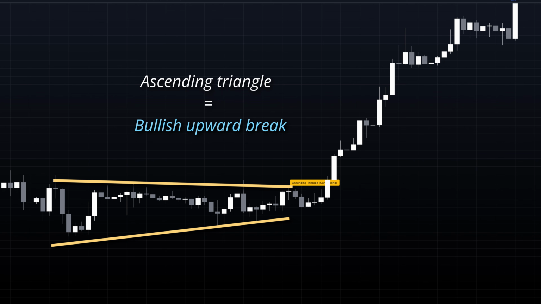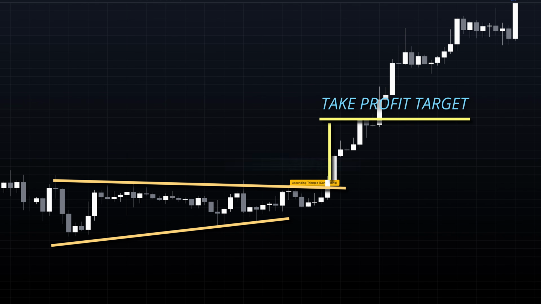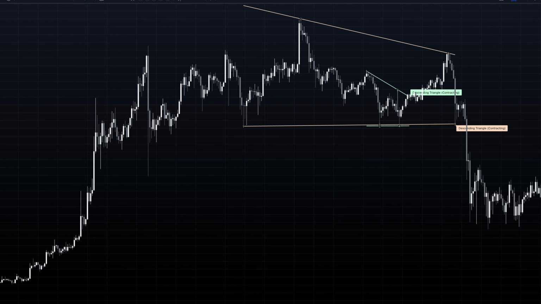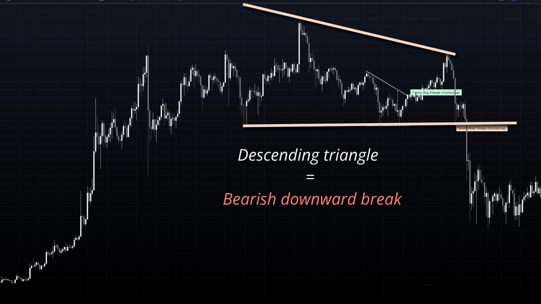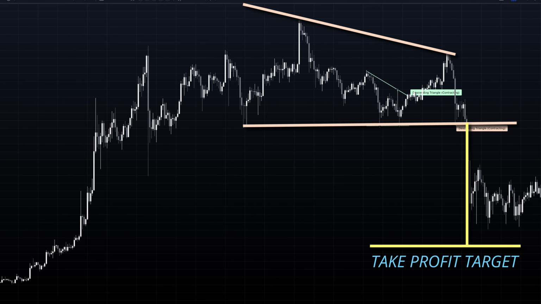In an ascending triangle, anticipate a bullish upward break. Enter near the support line and set a target by adding the triangle's height to the resistance line. For a descending triangle, expect a bearish downward break. Enter near the resistance line and calculate the target by subtracting the triangle's height from the support line.